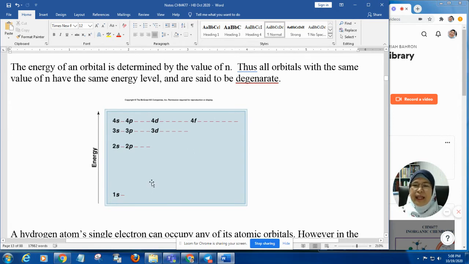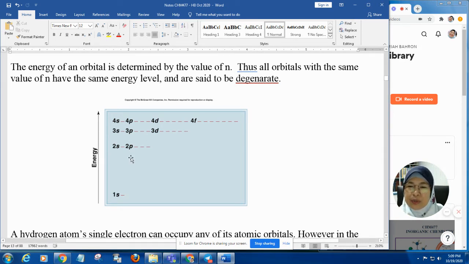If you look at this diagram, you're going to be able to see that in n equals 1, or shell number 1, there is only one type of orbital, which is the 1s. And 1s has very, very low energy. Low energy means it is quite close to the nucleus.